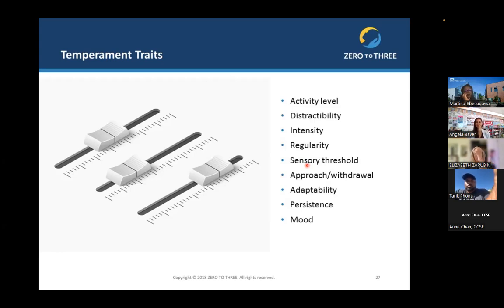And then approach and withdrawal. This means that the child is easy to approach to new things versus they withdraw from new things. So transitions, for example, can be very difficult for a child with this form of temperament trait, if they have a hard time approaching. Adaptability is how much they can adapt to new things. Persistence is how long they can persist with things. And their mood is: do they have a negative mood or a positive mood?